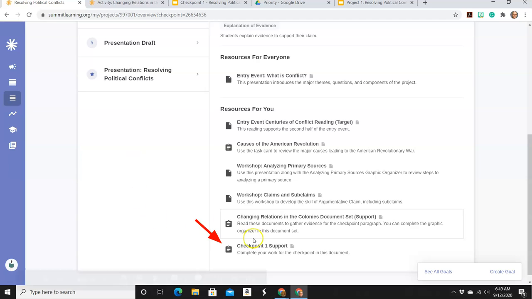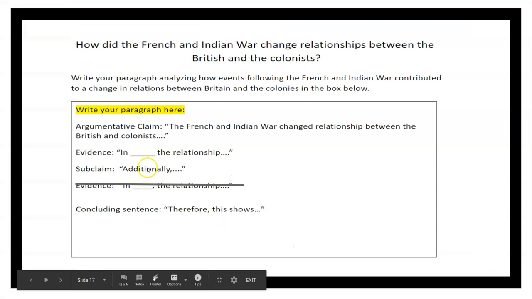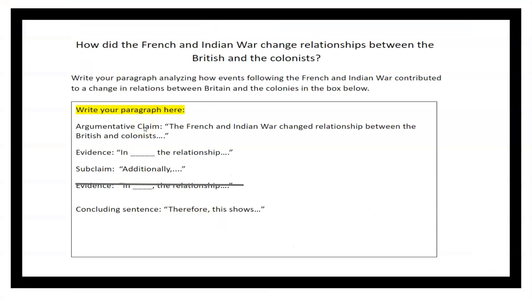Another option for you to submit checkpoint 1 is to go to checkpoint 1, support. What this does is offer sentence stems. You may like to use sentence stems, you may not. It's up to you. But if you do this, please remove the quotation marks, because quotation marks are words you borrow from somebody else. So if you use this option, please remove that.